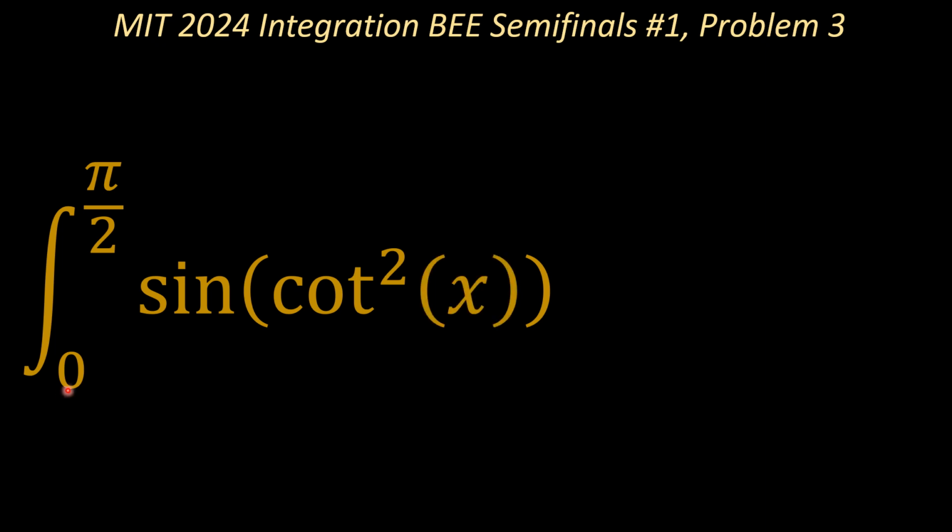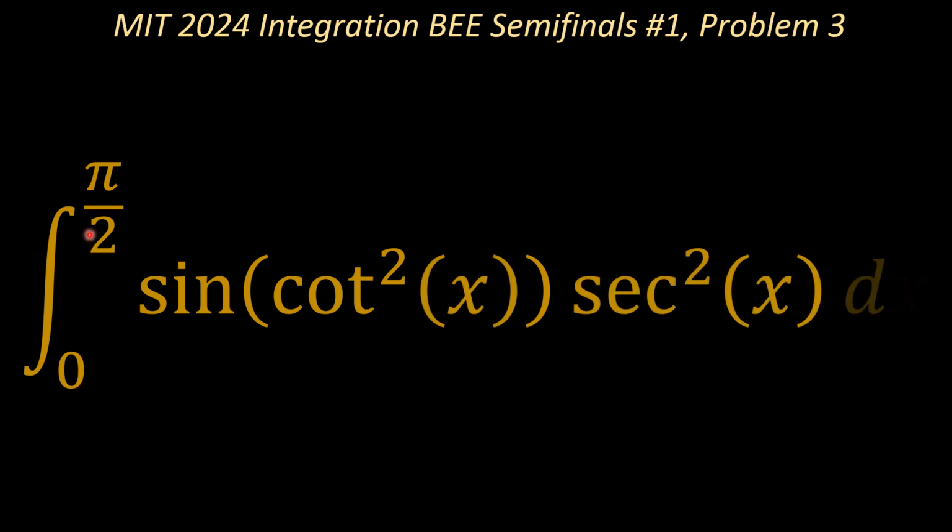So today's problem comes from the MIT 2024 Integration Bee Semifinals, number 1, problem 3, which is the definite integral from x equals 0 to pi over 2 of sine of cotangent squared of x times secant squared of x. So this is a very interesting problem, as you will see as we solve it. It's a pretty intricate problem, but I hope you do enjoy our solution.